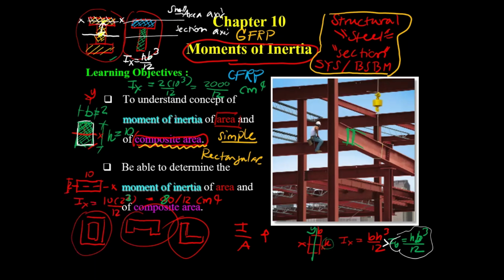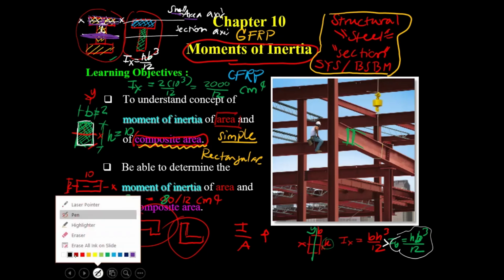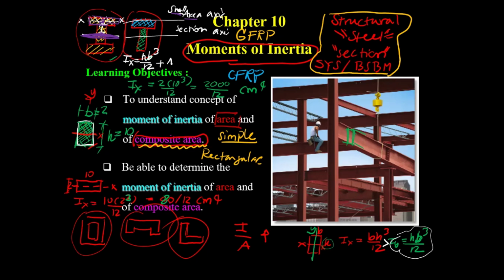That means typically the centroid of the small area is different from the centroid of this area. Then, if you prefer to determine the moment of this area about this one, you have to add one more term. You have to add plus A, and then this distance in the y direction, we call d sub y, times d sub y, and then squared.